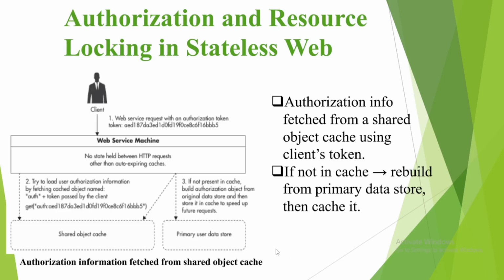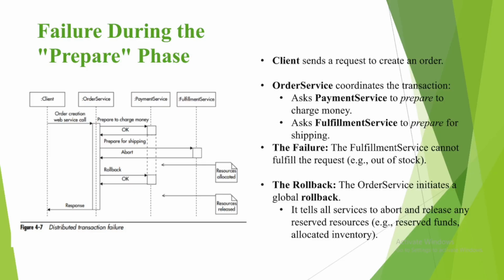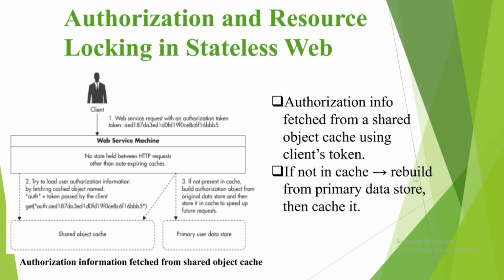Another challenge is resource locking. To manage that, systems often use distributed locks like Zookeeper, or even avoid locks by using optimistic concurrency or message queues to stay scalable.